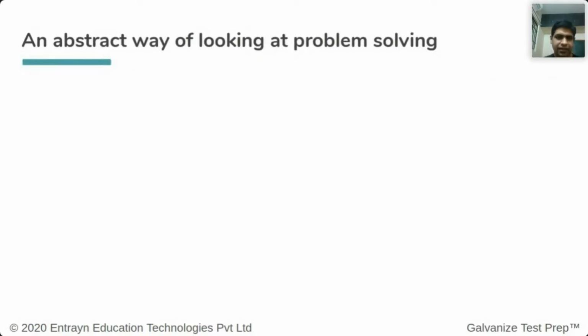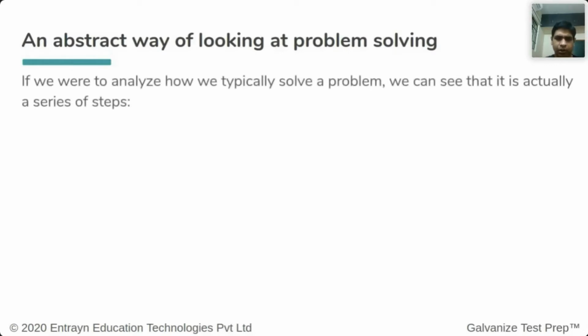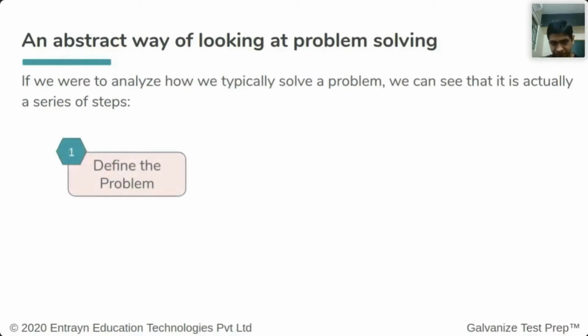I'm going to take a detour and look at problem solving at an abstract level. How would we typically go about solving a problem? If you notice, it's actually just a bunch of steps that we follow every time. But what I'm going to do now is call out those steps. At first glance, this might seem very trivial. So typically, how do you approach a problem? You would start by defining the problem. Notice I'm not even talking about a problem specific to SAT. It could be any kind of problem.